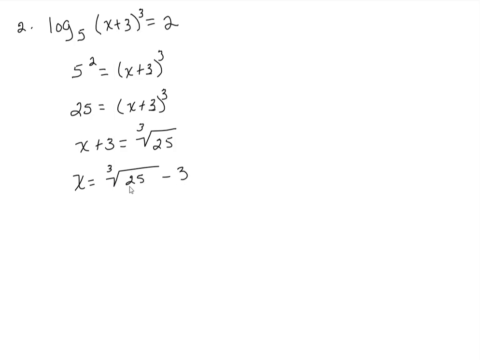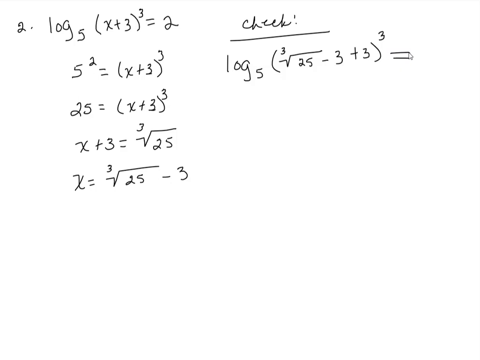Now that looks like a rather odd answer. If you want to put the negative 3 up front and then add the radical, you can do that as well. And we need to check our answer. So I go back to my original problem, and I'm going to put this whole thing in for x. So I have the cube root of 25 minus 3. Now that's the x, and now I still need to add 3, and that is going to be cubed, and I am checking to see, does that equal 2?